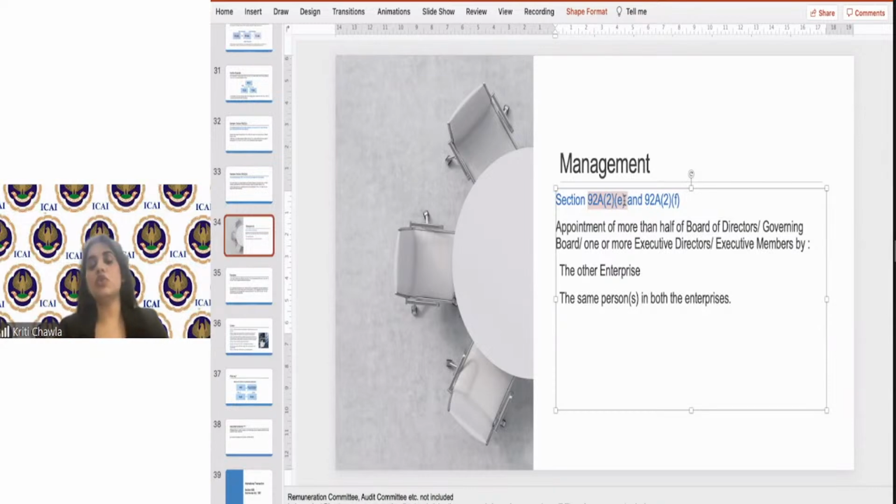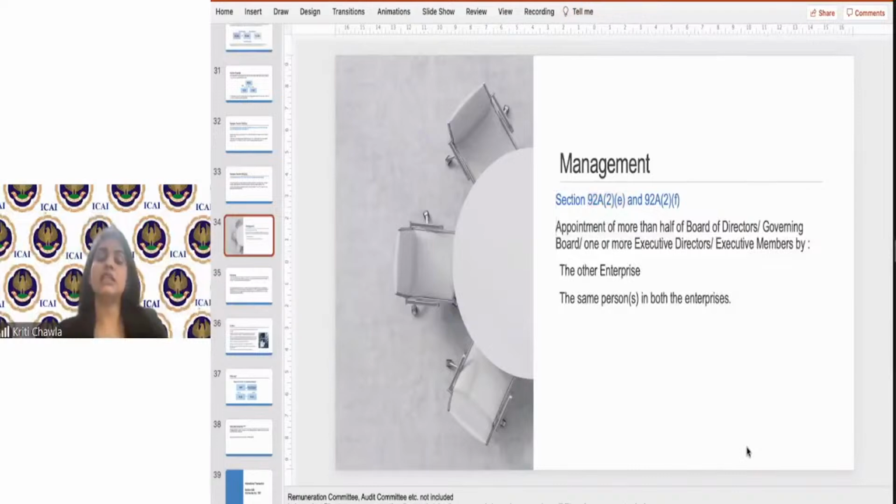So, if you talk about, there are these remuneration committees in a company, or there are these audit committees, etc. These are not included. What we are actually looking at is the board of directors in a particular company, and that will only be included in this particular situation. We're not looking at remuneration committees or audit committees in different companies. Those are for a specific purpose. But if there is a board of directors, or there is a governing board in a company, and one company appoints board of directors, more than half of the board of directors in the other company, then they will become related to each other. Or even if there is one or more executive director.